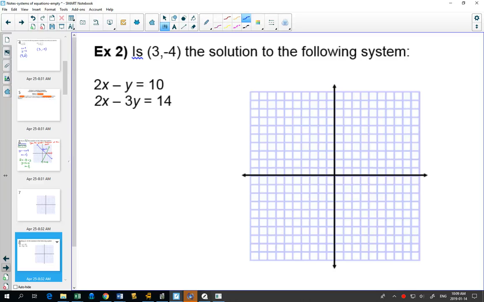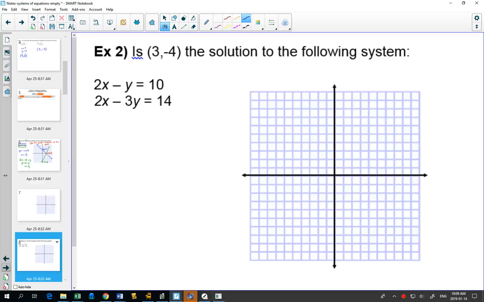Does this one work? Does 3, negative 4 work for the first equation? Is 2 times 3 minus a negative 4 equal to 10? Yes, it works for the first equation. Does it work for the second equation? Is 2 times 3 minus 3 times negative 4 equal to 14? No. So it isn't the solution to this equation, but now we'll look at it graphically as well.